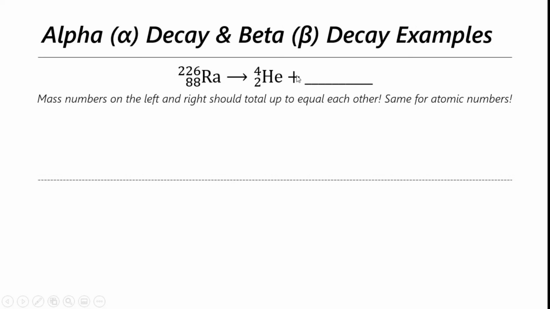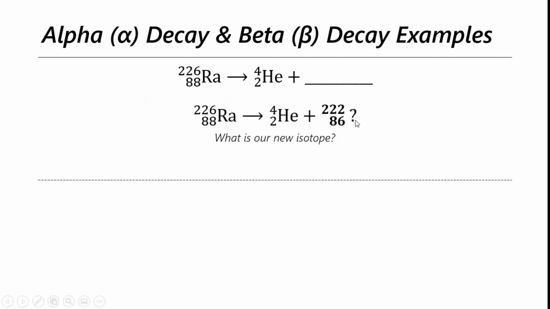The same goes for the atomic number on the bottom. You can think of this as two separate mathy problems where you've got an equal sign across the arrow up top and an equal sign across the arrow down below as well. So the atomic number of 88 should be equal to 2 plus some other atomic number. If 226 equals 4 plus something and 88 equals 2 plus something, that has to be a mass number of 222. So 222 plus 4 is 226, and then 86 plus 2 is 88.